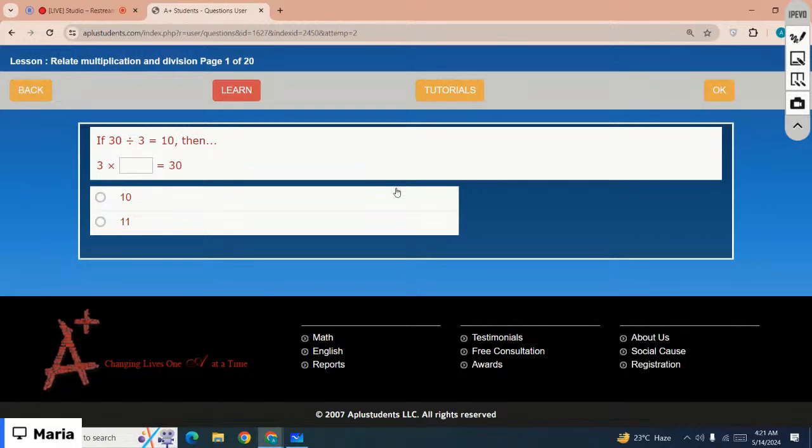Okay, if 30 divided by 3 is 10, then 3 times what number is 30? Because they are related multiplication and division facts, they must have exactly the same numbers. So which number is missing? Yes, 3 times 10 is 30. The missing number is 10. Got it?